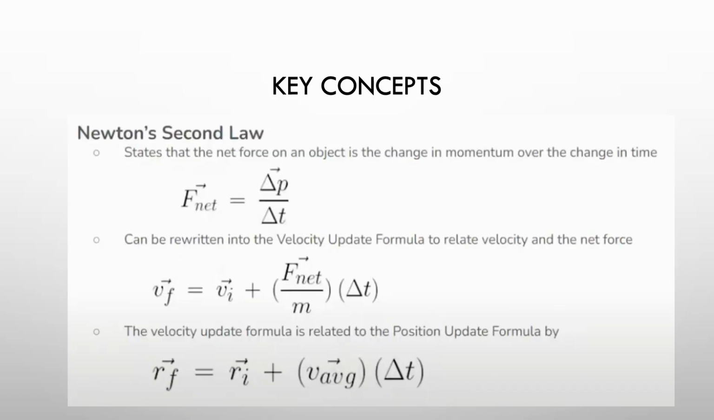Force equals mass times acceleration can be edited to be force equals change in momentum over change in time. And then we have the velocity update formula, which is Vf equals Vi plus F net over m times delta t. And then the position update formula, which is Rf equals Ri plus V average times delta t. And these help us update the position and velocity at each iteration.